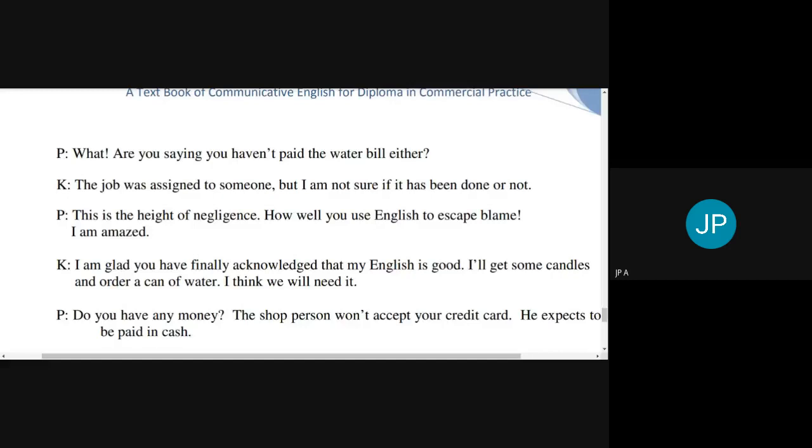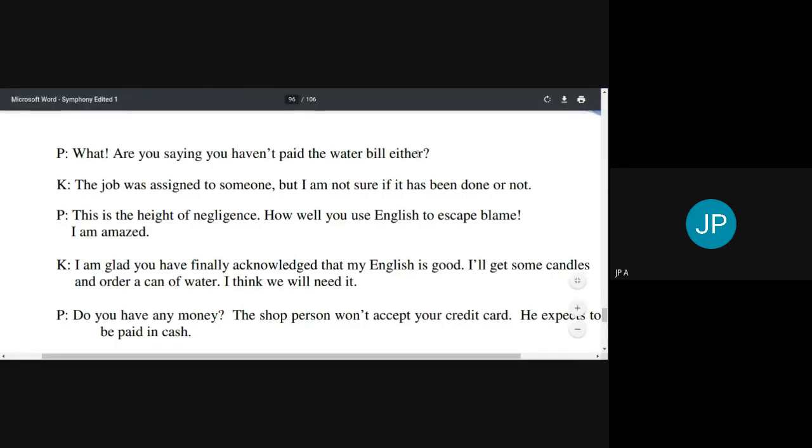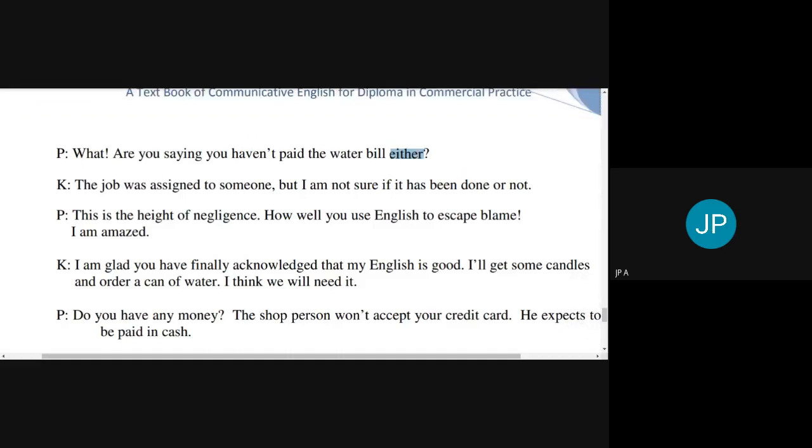Okay. So she makes the correction. See, she makes the correct usage here. She is talking about a negative sentence. Haven't paid the water bill either. She does not say you haven't paid the water bill too. So either is used here because it is a negative sentence. Instead of using too, she has used either.